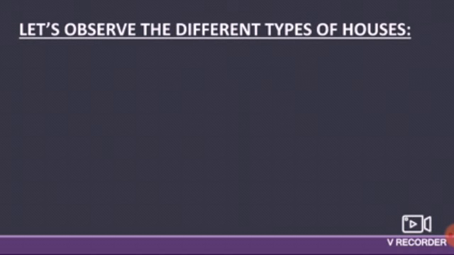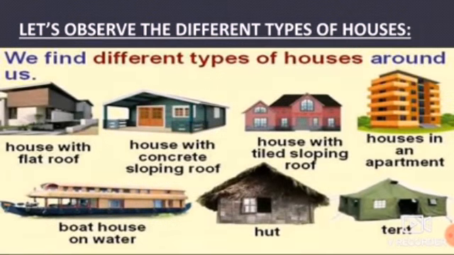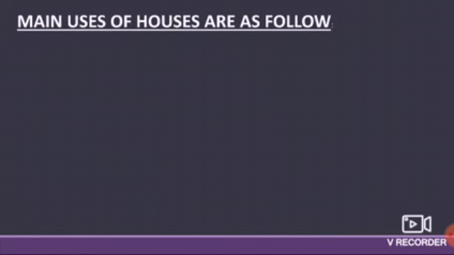Let's observe the different types of houses. Can you see the different types of houses over here? You will see the shapes of the houses are different. The materials used for these houses are different. But even if they are of different size and shape, the uses of these houses are the same.